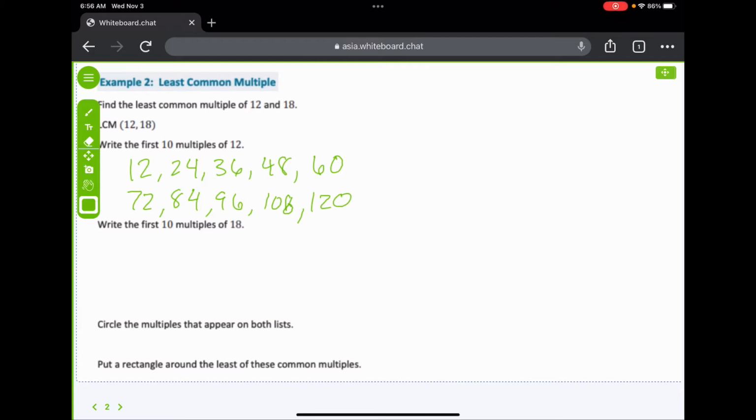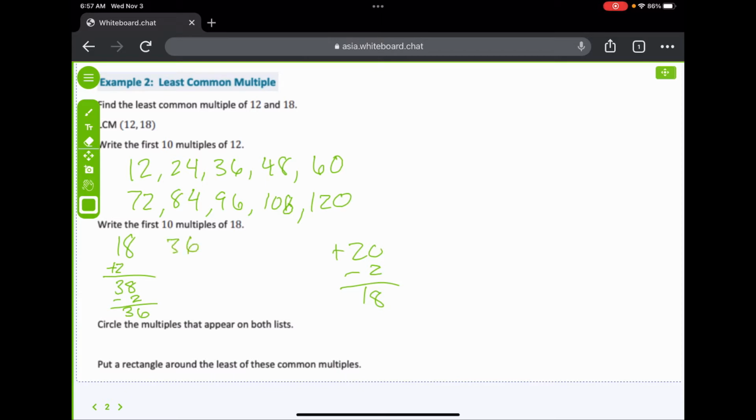Now, write the first 10 multiples of 18. Here, 18 is going to be a little bit harder. 12 I kind of know because I'm talking about feet and inches. 18 is a little bit complicated, but I'll show you a little trick. We can add 2 here, which gives me 38, and subtract 2 here, and that gives me 36. So you're adding 20 to it and then subtracting 2, because 20 minus 2 is 18. So I'm going to add 20 and then subtract 2 from it.